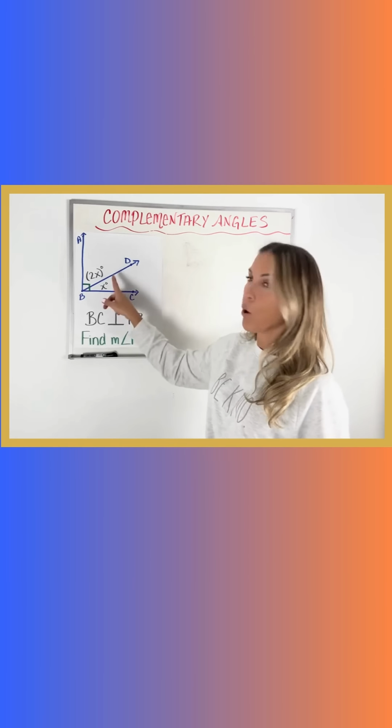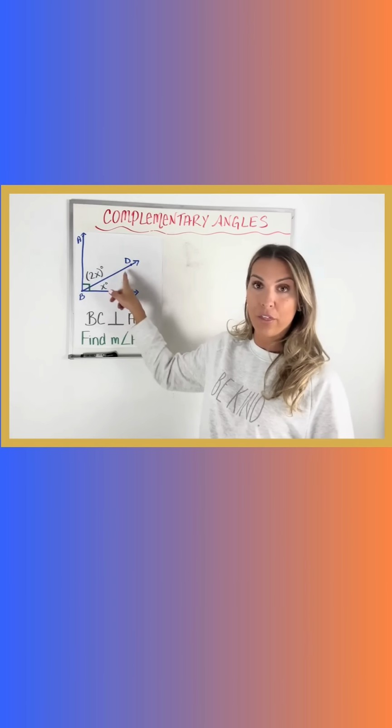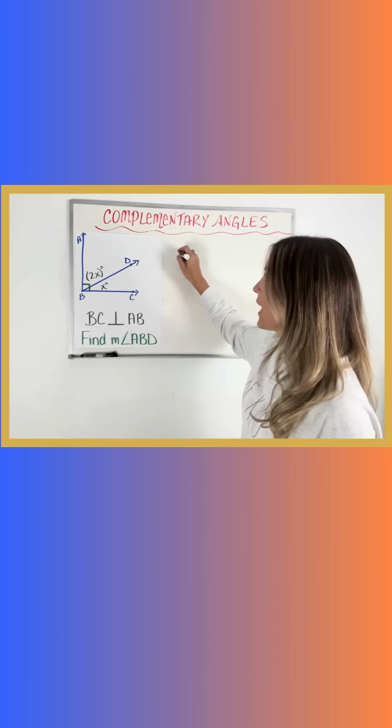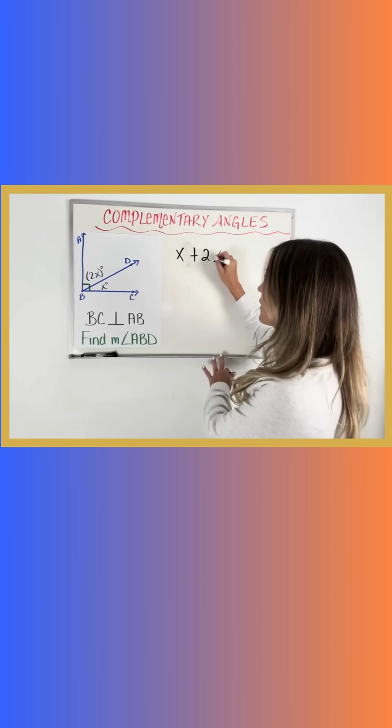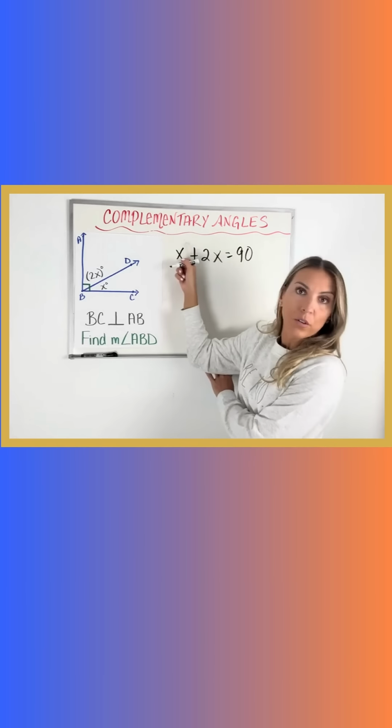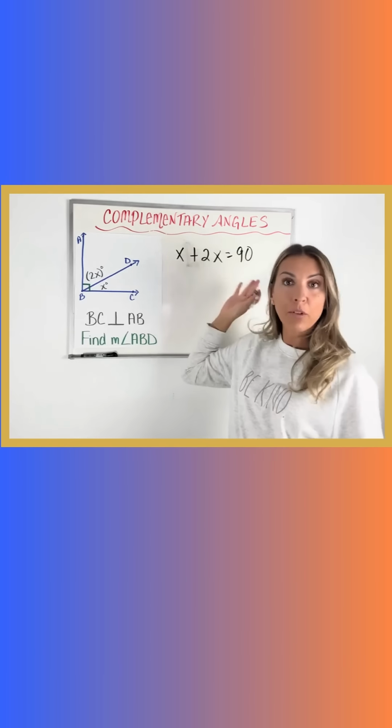If I know that these two angles together are going to add up to be 90, the way I'm going to set up my equation is x plus 2x equals 90. And the order here obviously doesn't matter, right? I also could have written 2x plus x. And now I'm just going to solve this equation.